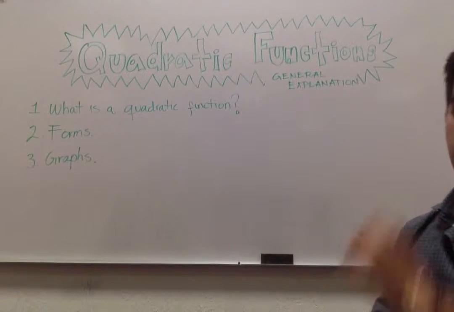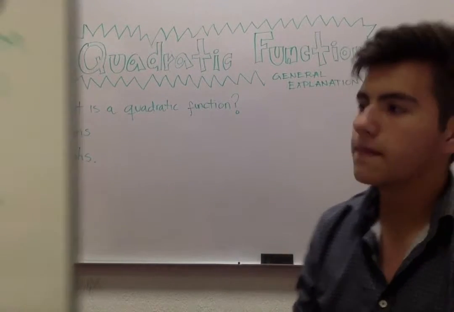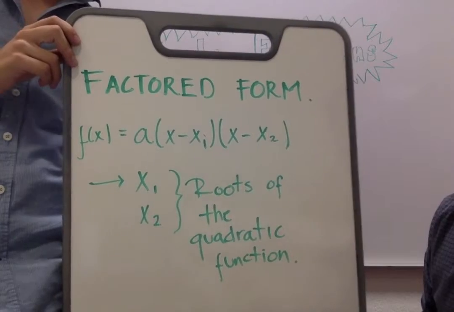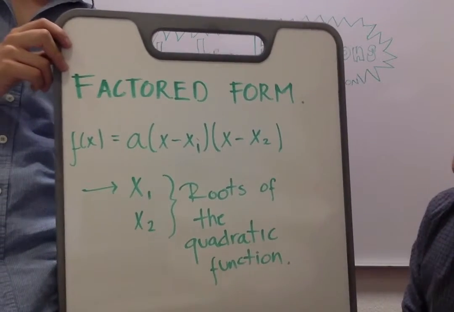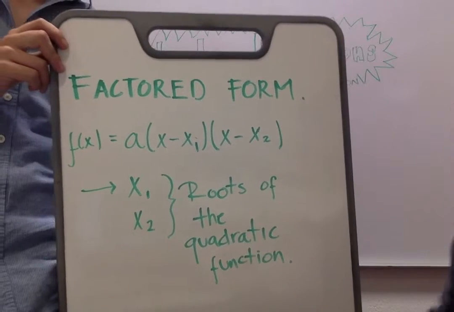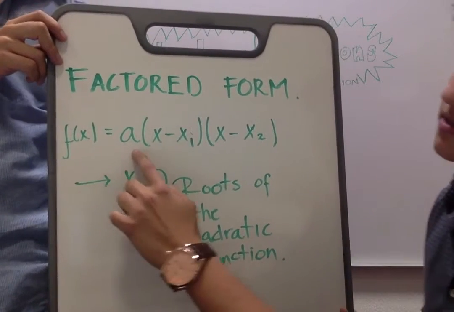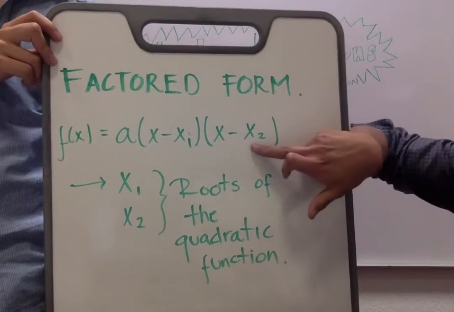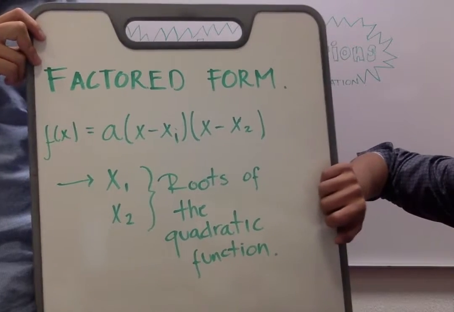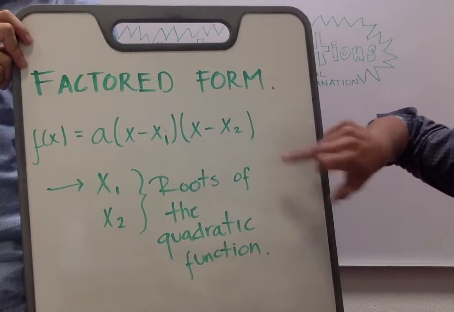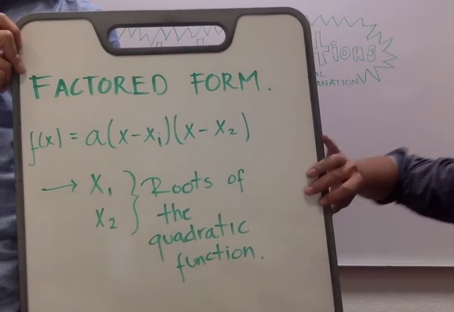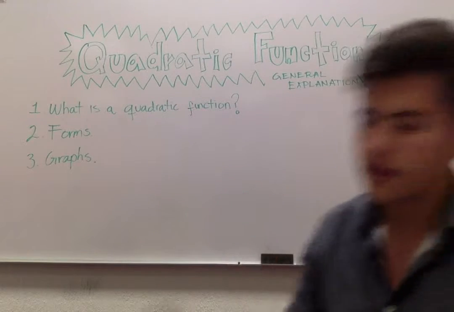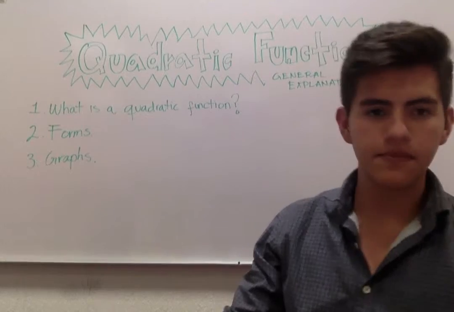The second form is the factored form. As we can see in the formula, and as we can see in the name, it has two factors that multiplying are a(x minus x1)(x minus x2), where x1 and x2 are the roots of the quadratic function. The roots are the points where it crosses the x line.